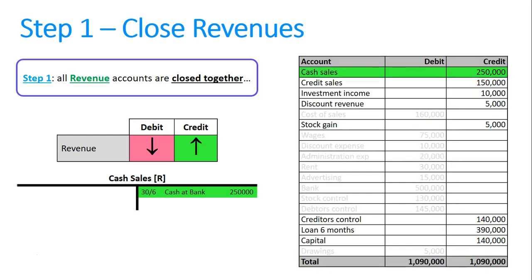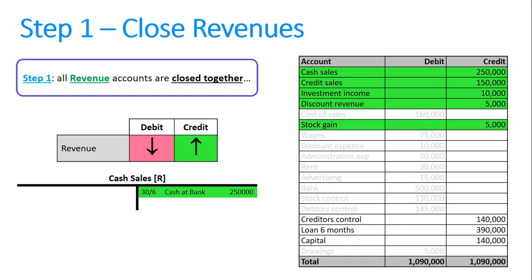Let's go through this list one at a time and pick out the revenues on those credit balances. So we've got cash sales, obviously a revenue. So is credit sales. Investment income is a revenue, and investment itself is an asset that would have a debit balance, but this is the income from it. Discount revenue obviously has the word revenue in the title, so that's a revenue. So is a stock gain.